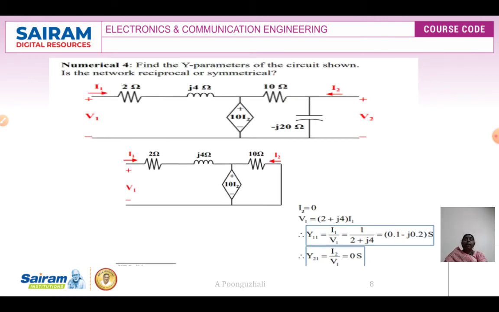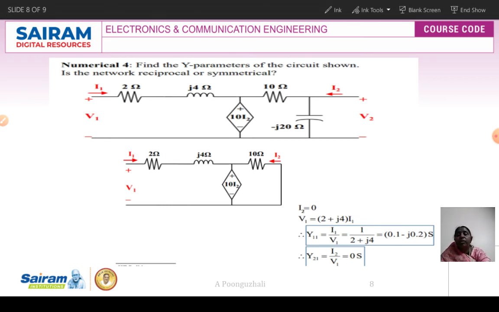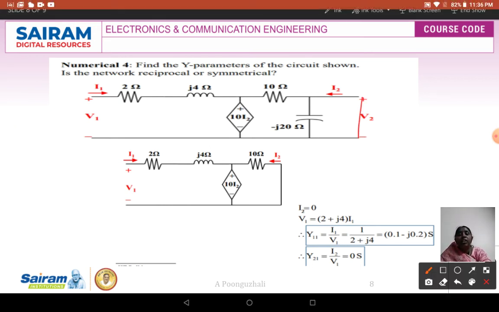So find the Y parameters of the circuit shown. Is the network reciprocal or symmetrical? So same procedure, make your V2 to be 0. If I make my V2 to be 0, you are going to have a short circuit. Because of this short circuit, no current will flow through this capacitance. So you can remove the capacitance and redraw it.